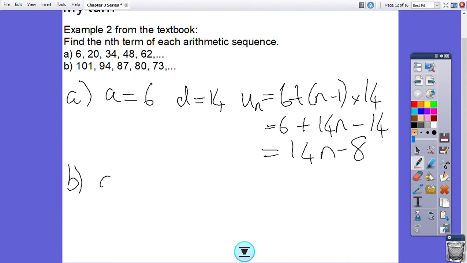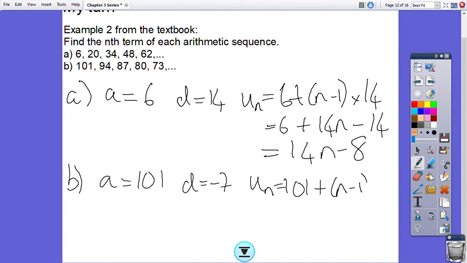Right, for part B, you have a equals 101, and this time, because it's decreasing, d equals minus 7. So un is going to be equal to 101 plus n minus 1 times minus 7. Okay, now expanding out again, you've got 101.